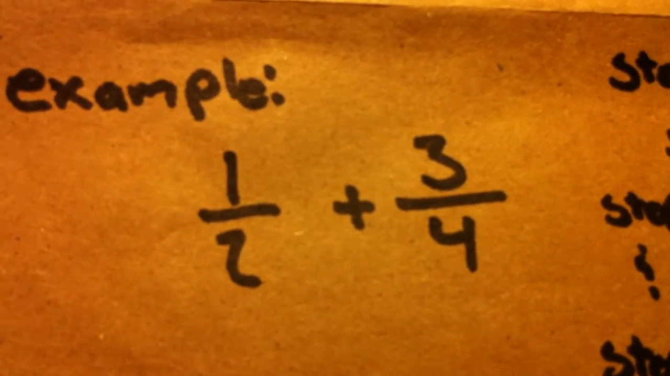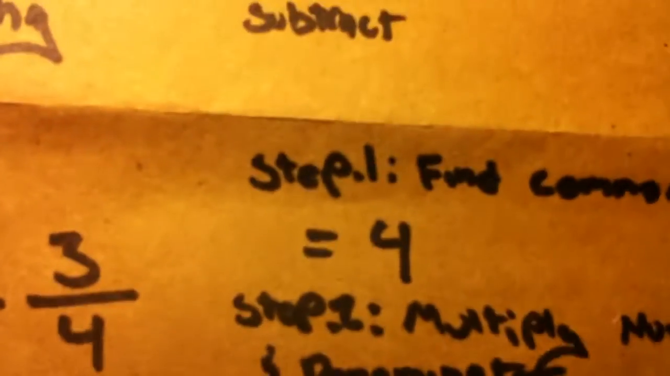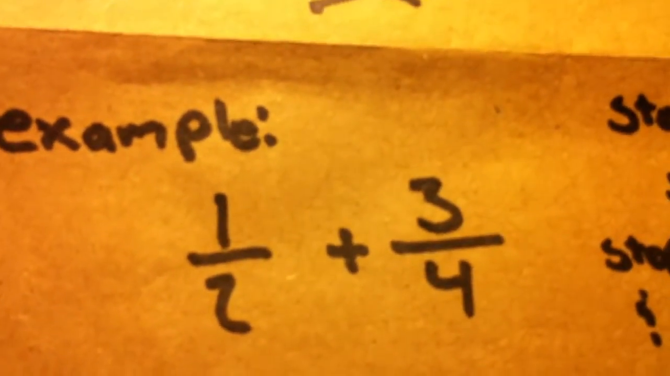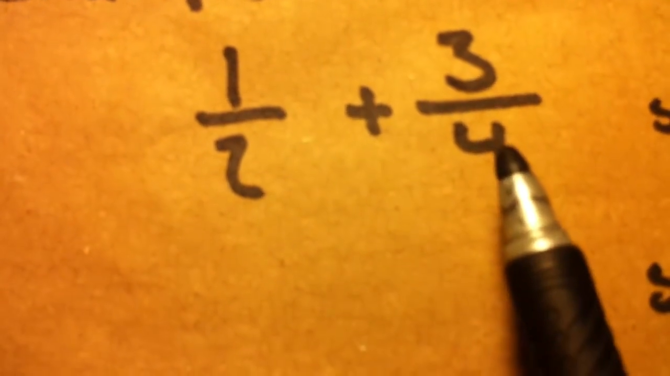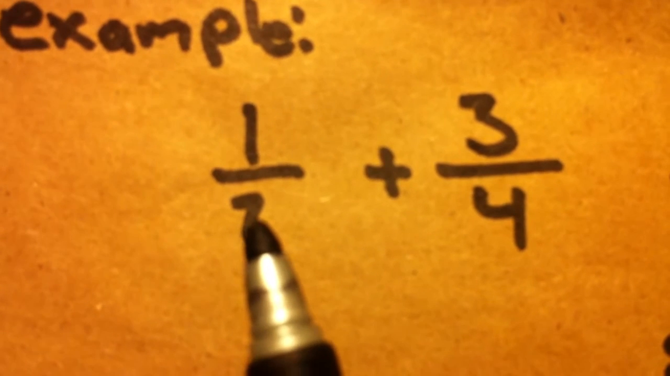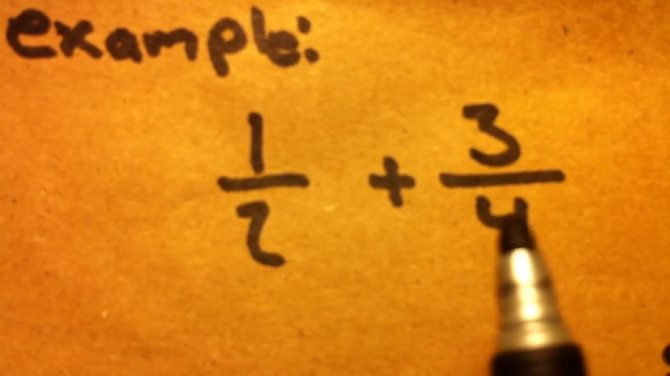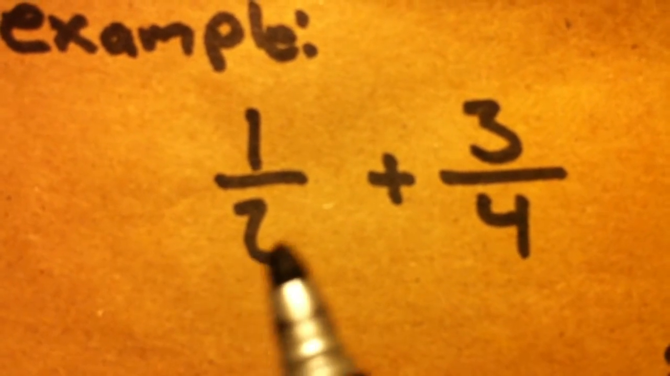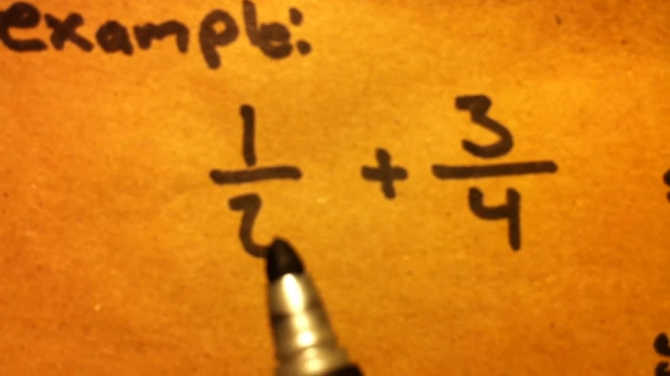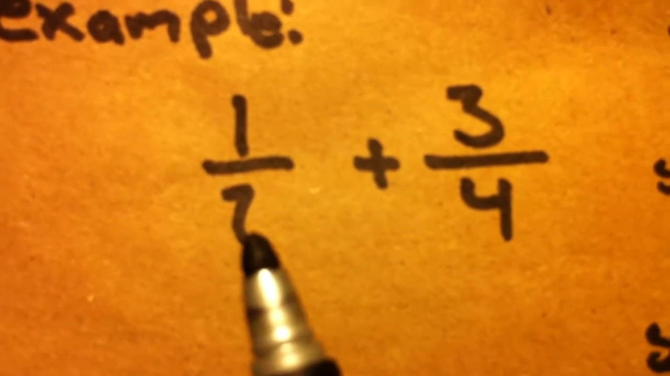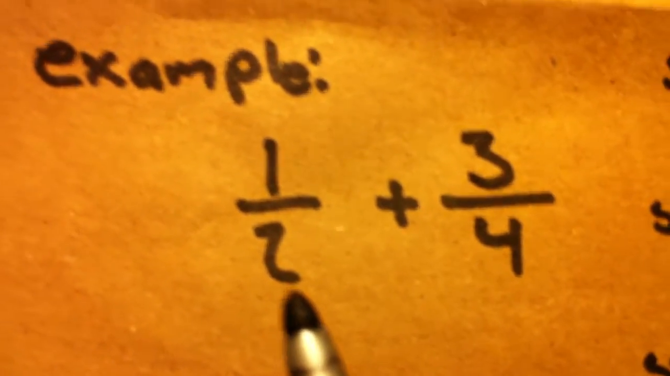So remember, the first step is to find the common denominator, which happens to be 4. I figured that out because you have a 4 over here and you have a 2 over here. So we could get this 2 to be a 4 if we multiplied it by some number. In this case, it's 2. So whatever you do, move on to the second step.